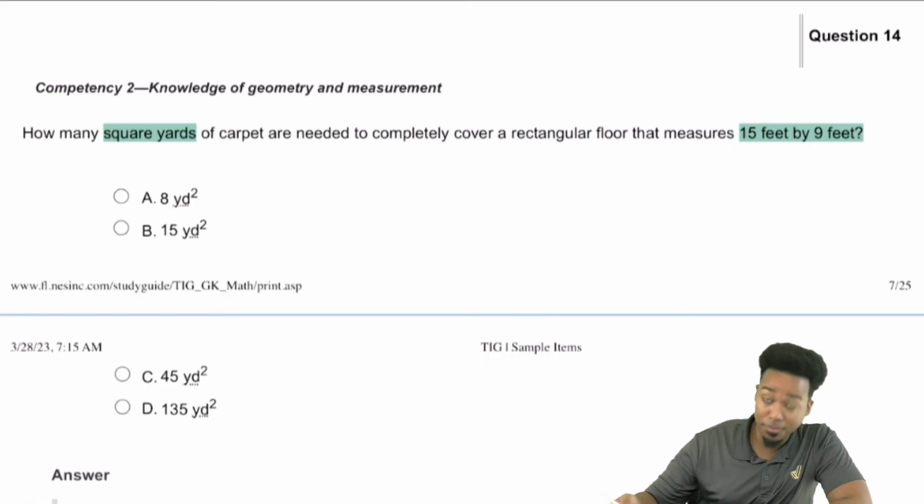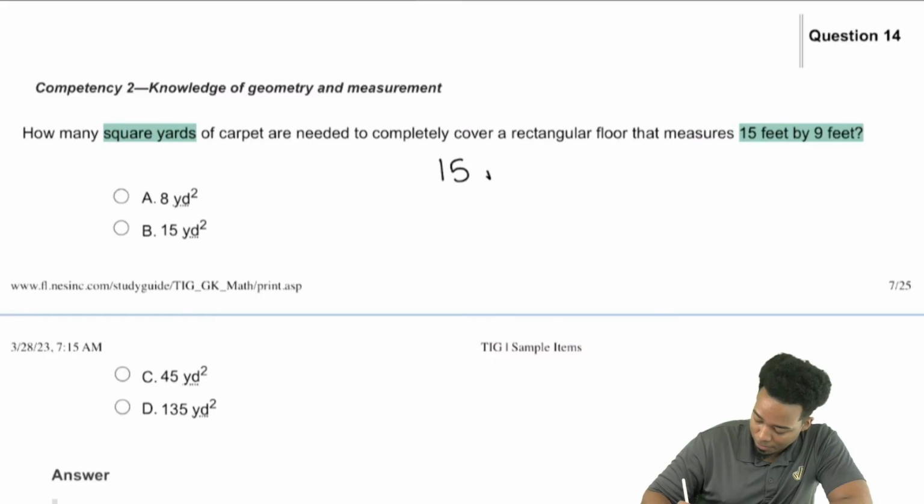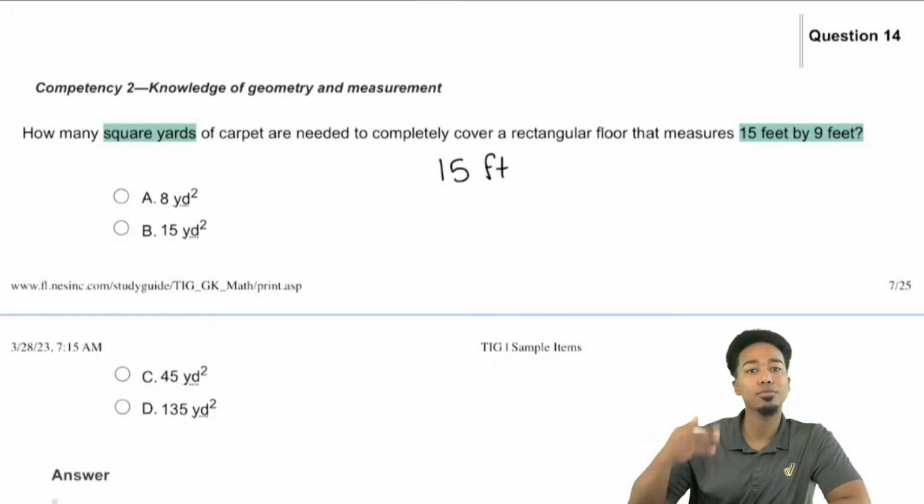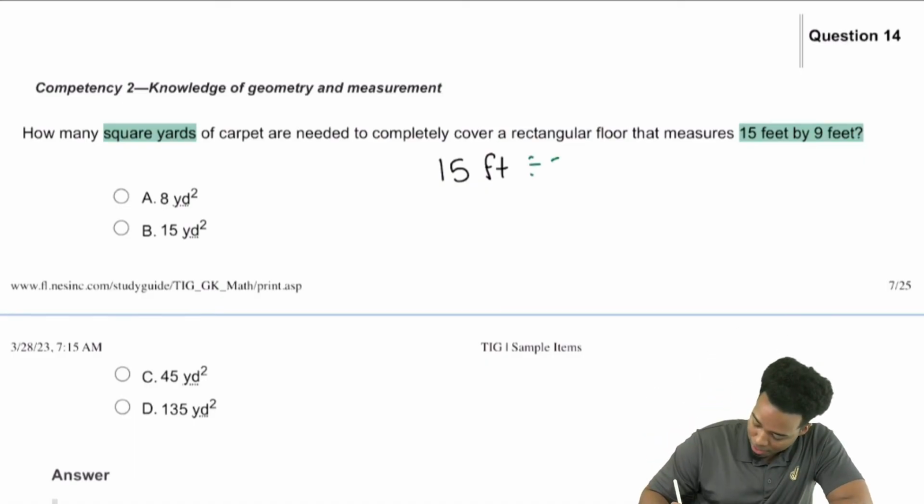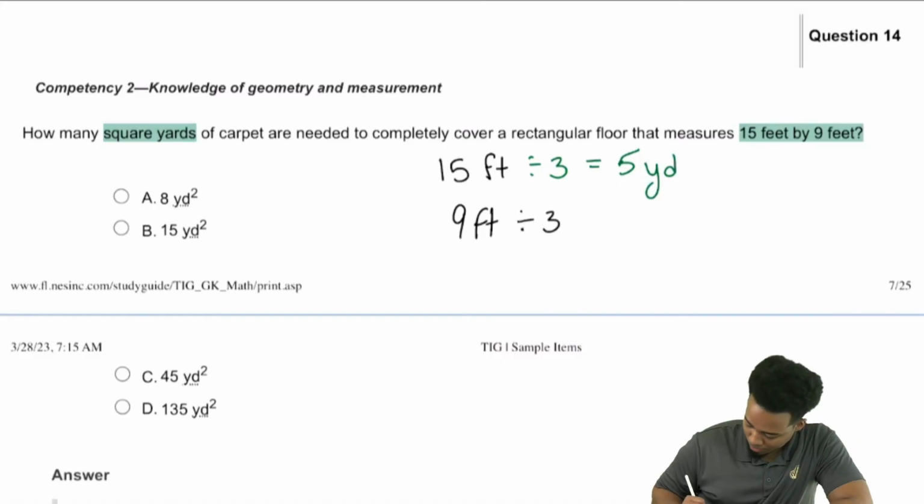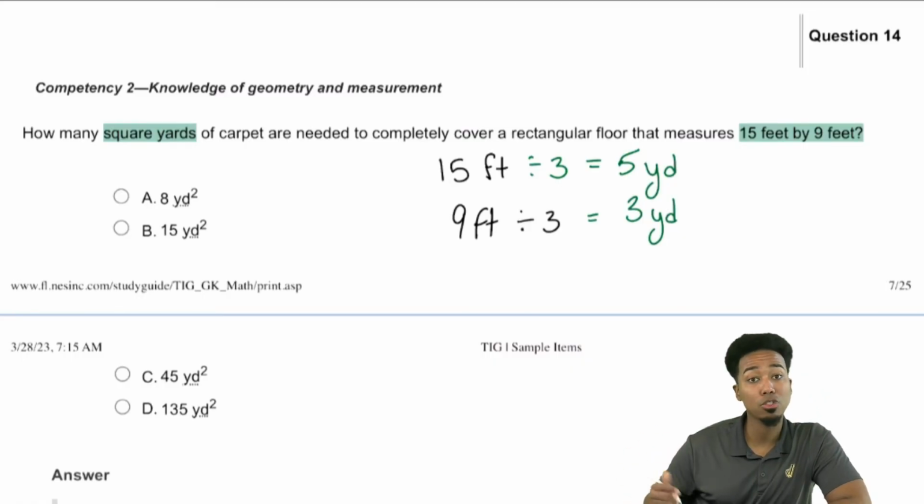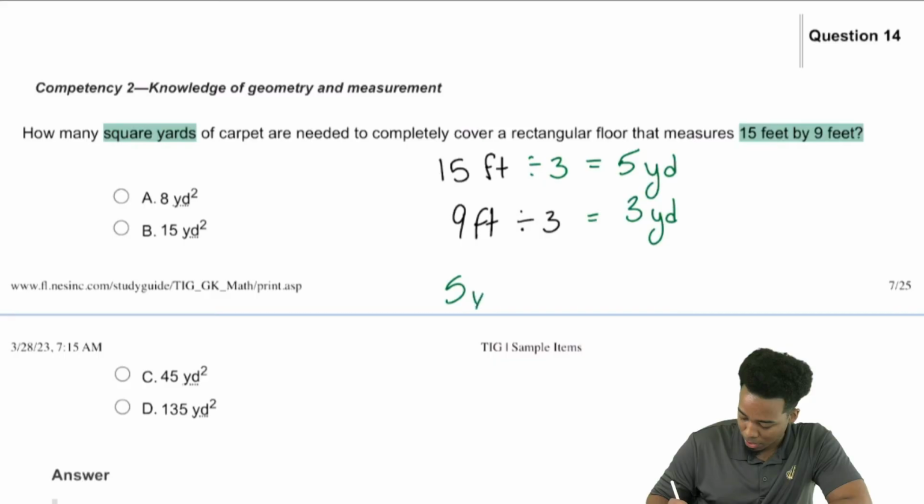So with that said, my math party people, 15 feet by 9 feet. To convert this to yards, remember that every group of 3 feet is 1 yard. So we need to see how many groups of those 3 feet fit into 15, because that'll tell us how many yards we have. So I divide 15 feet by 3, and that's going to give me 5 yards. And then if I do 9 feet divided by 3, that's going to give me 3 yards. So what I have now is 5 yards by 3 yards. And if I multiply 5 yards by 3 yards, that's going to give me 15 square yards.